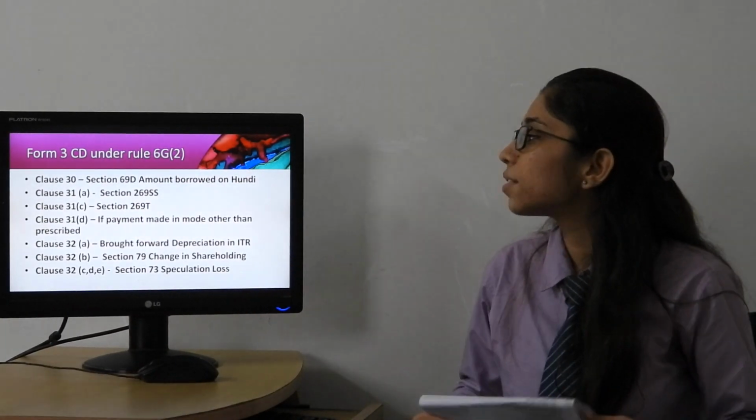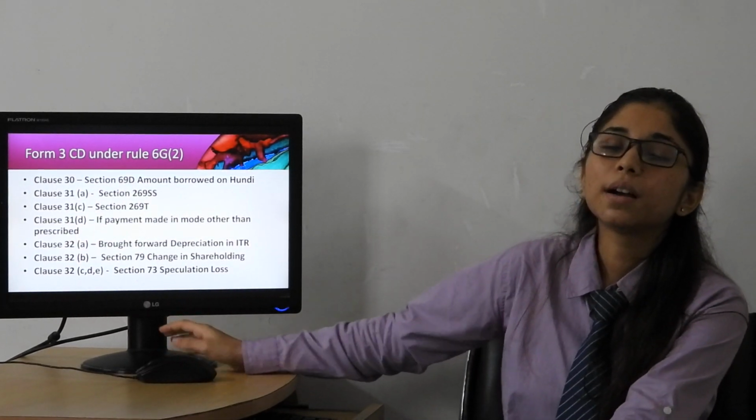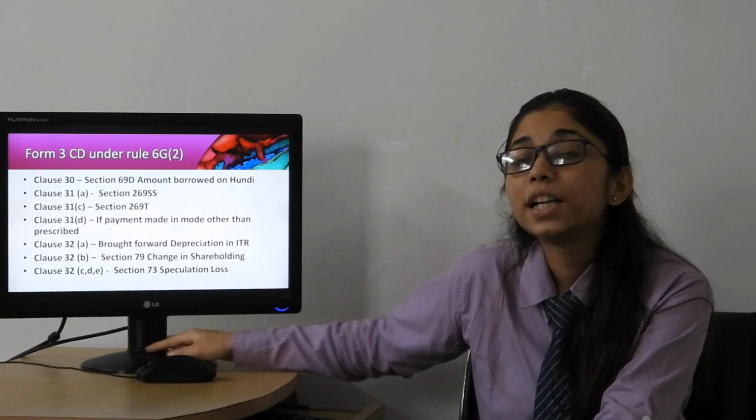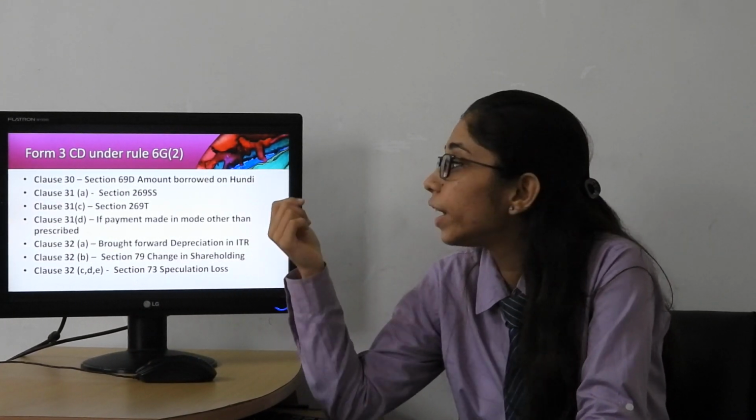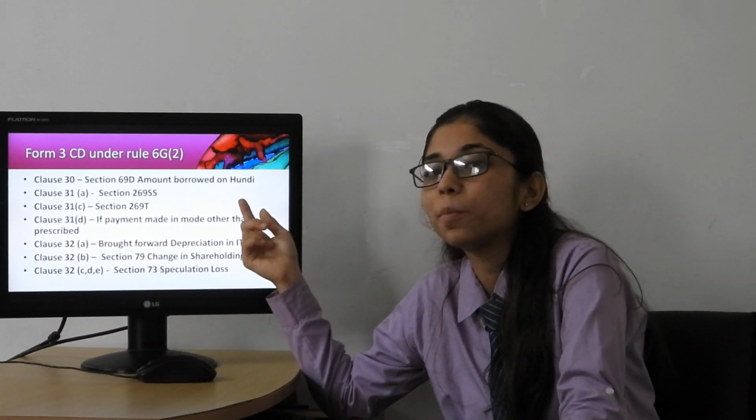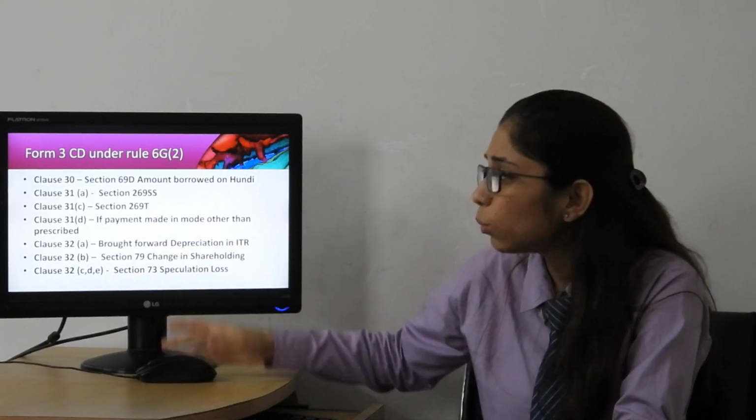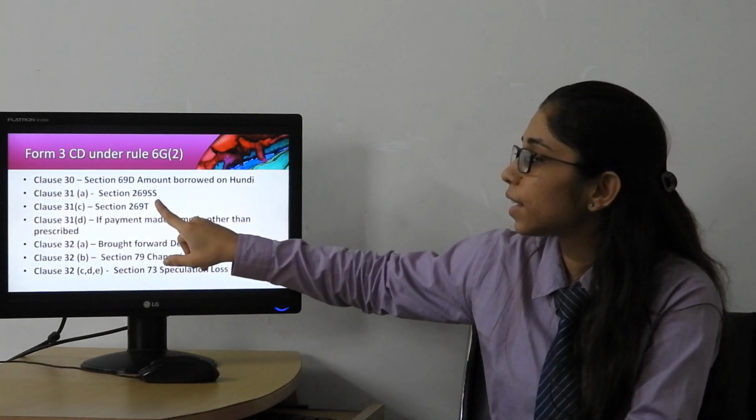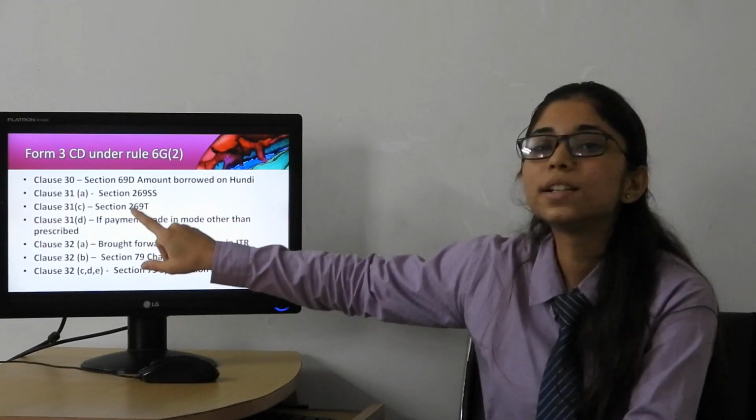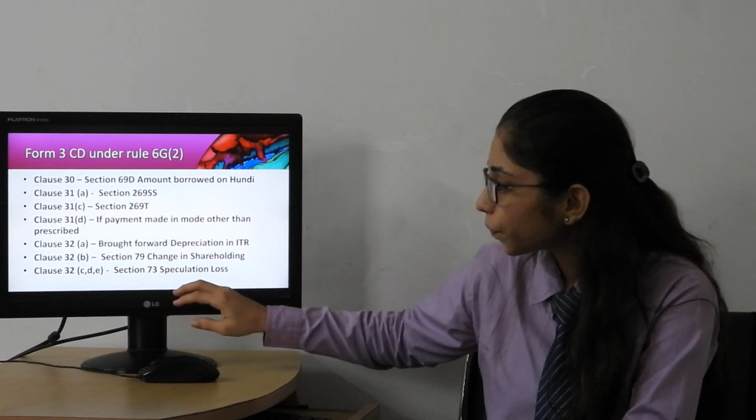Moving on further to clause 30, section 69D, it says that any amount borrowed on hundi cannot be paid other than by account payee cheque. If it has been paid other than by account payee cheque, then you need to mention all the details in clause 30. Moving on further to clause 31A, section 269SS and section 269T, this would be included in our next video, and we will have a great discussion on these topics.